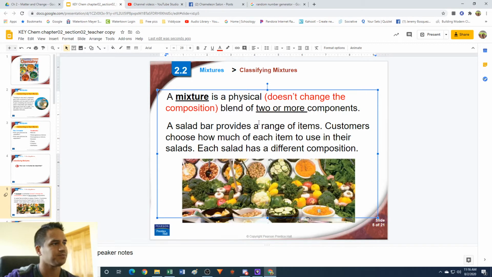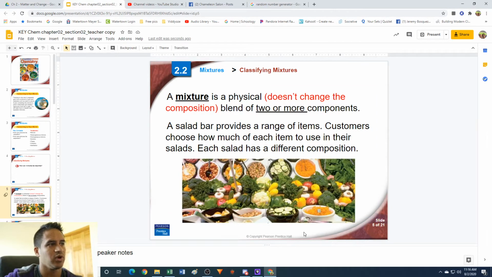Okay, so mixture is a physical blend of two or more things. A salad bar, for example, is a really good example where there's all these different items and you can put them all in a bowl and you can mix them all together. And those things are all still like their own individual pieces that you could pull out. They're just now mixed together, right? So that's a mixture.